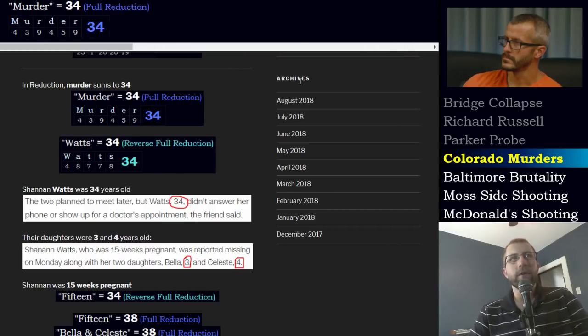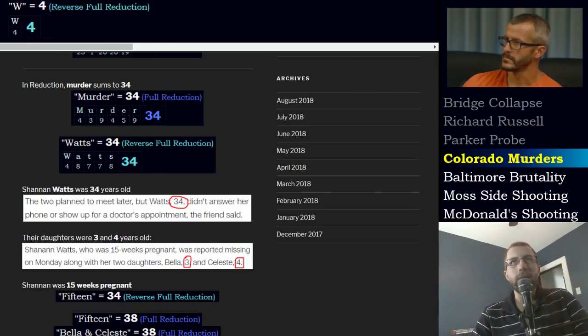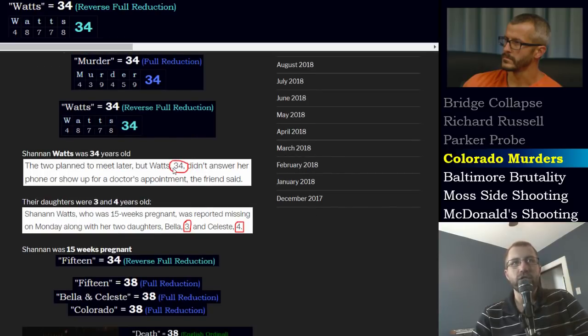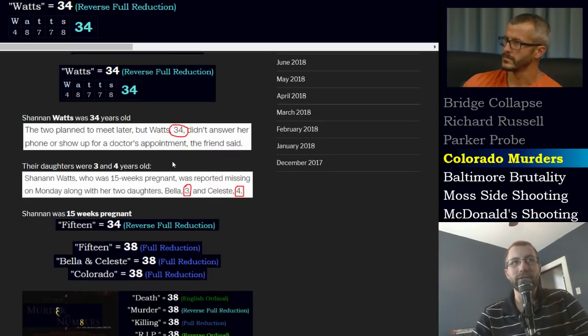In reduction, murder equals 34. The name Watts equals 34, reverse reduction. And look at this. His wife, Shanann Watts, was 34 years old. Their two daughters that he also killed were 3 and 4 years old. And they told us that she's also 15 weeks pregnant with their third child. The word 15 equals 34.